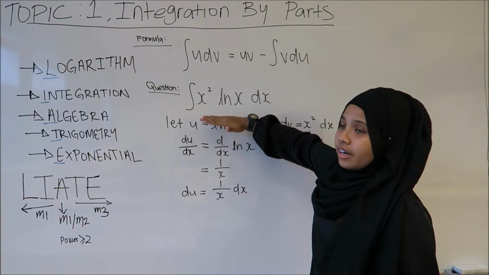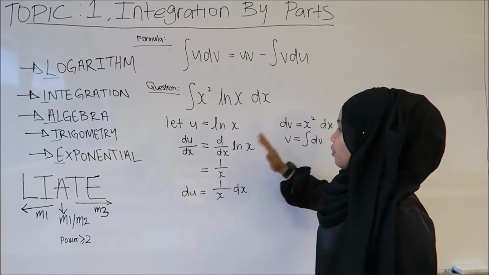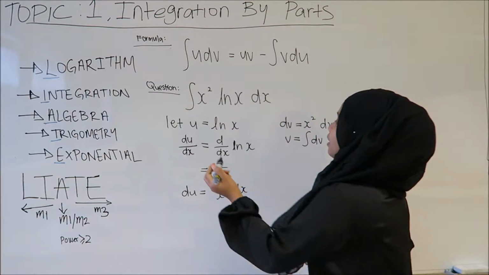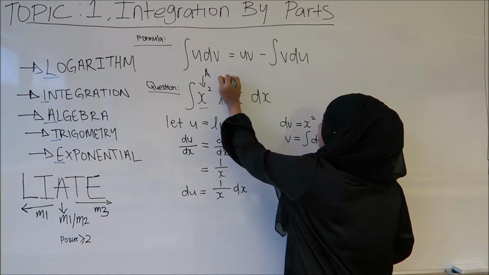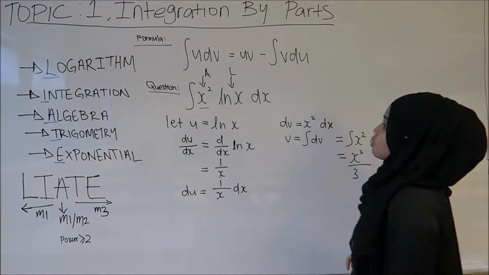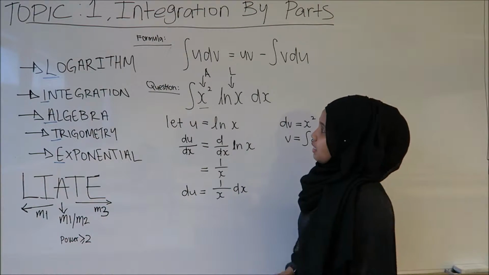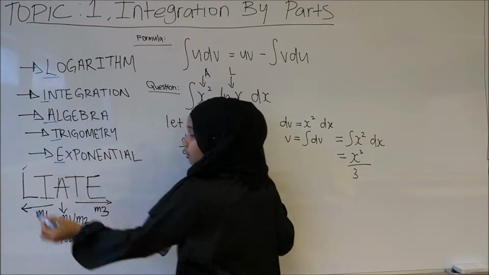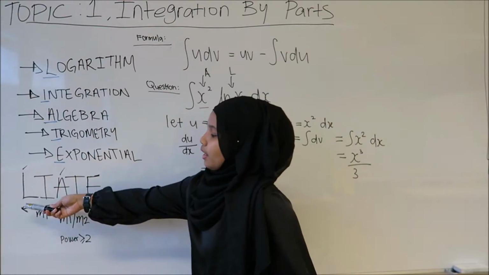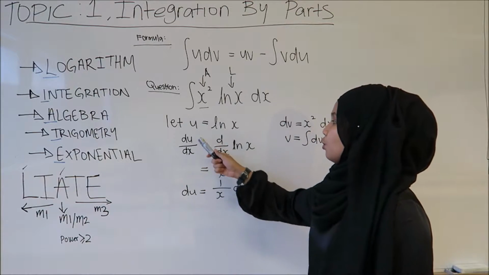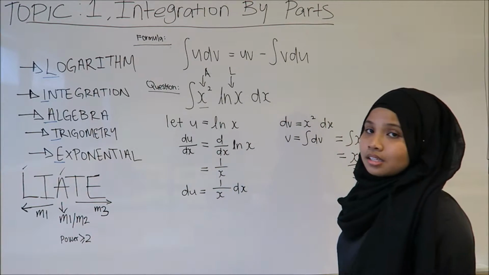So before I even write these steps, you must know that x squared is your algebra, which is your A, and then your log x will be your L. So according to our LIATE, we have our L, and we also have our A. So which one comes first? Your L comes first. Therefore, that u will be your log x.